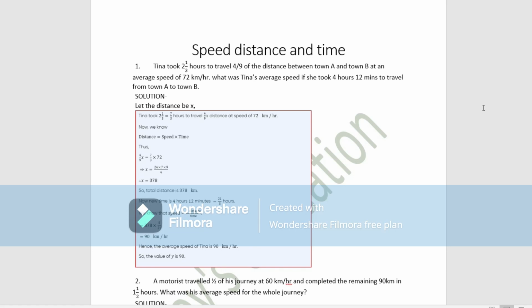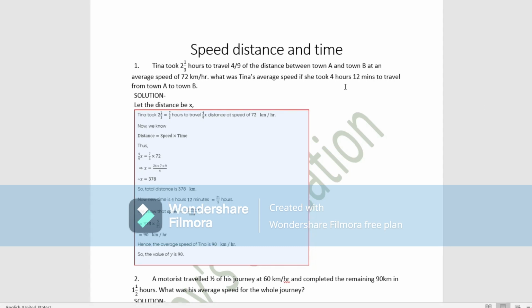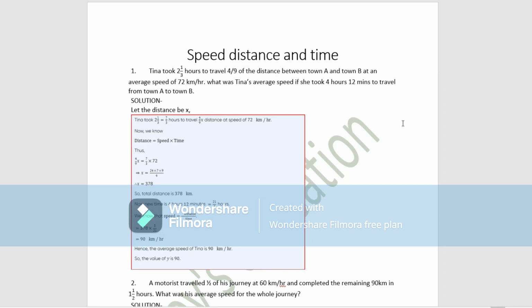Today we will discuss a few problems on speed, distance and time. This chapter is based on speed, distance and time for classes 6, 7, 8. You can follow along. I have solved a few problems, and in today's class we are going to discuss these problems.